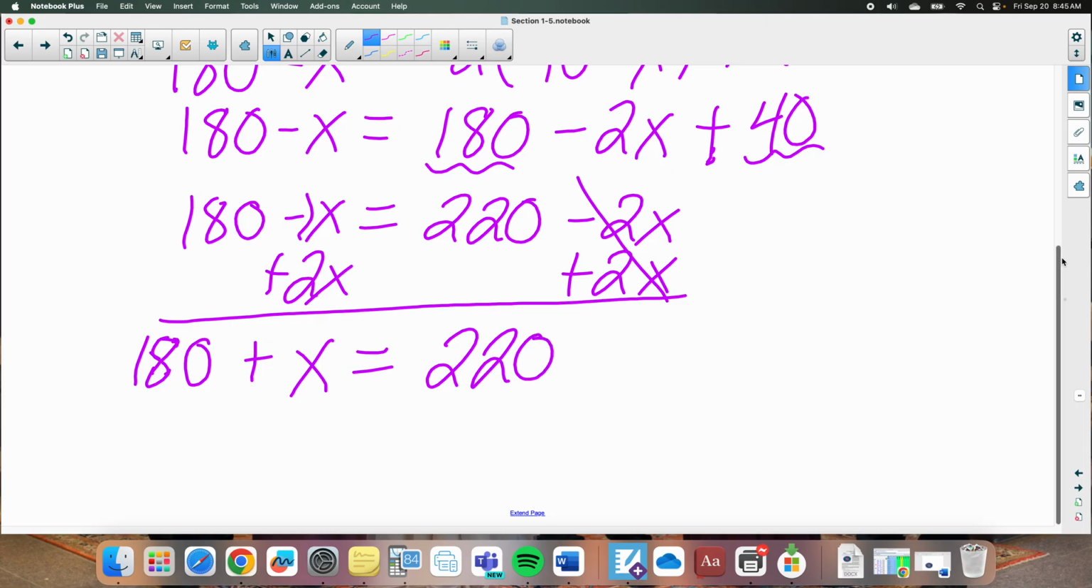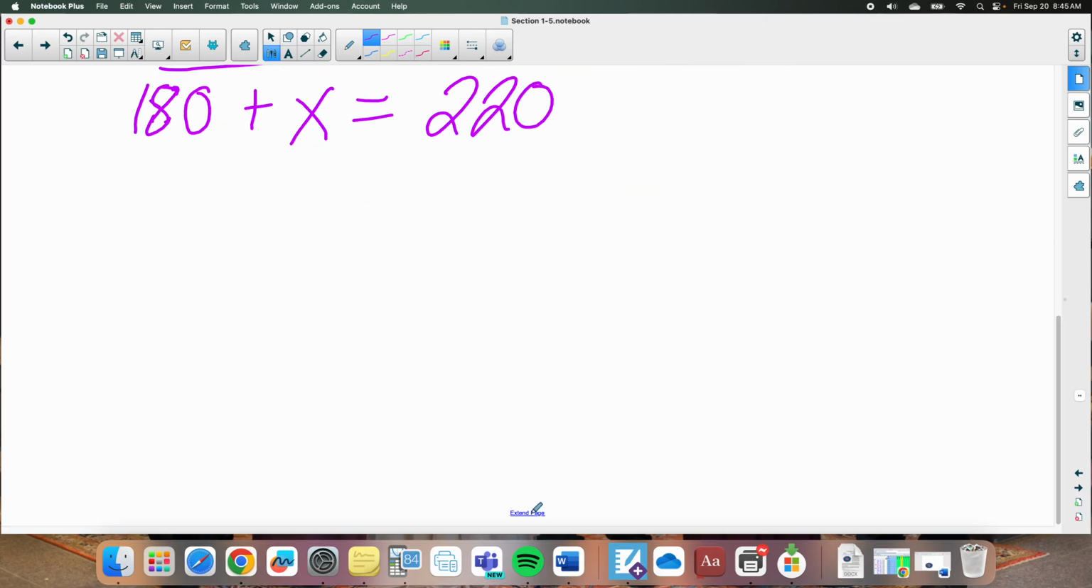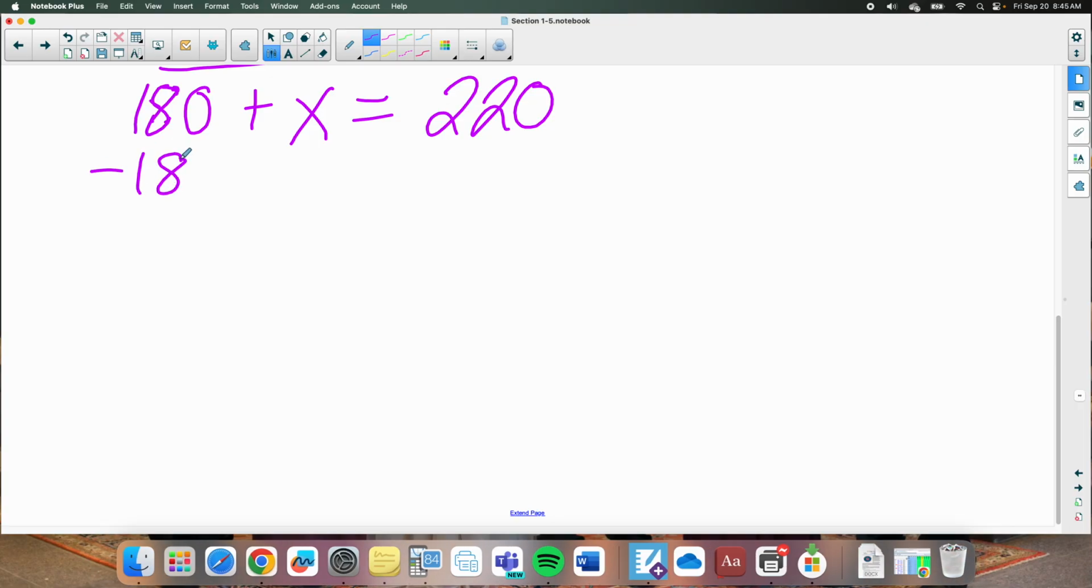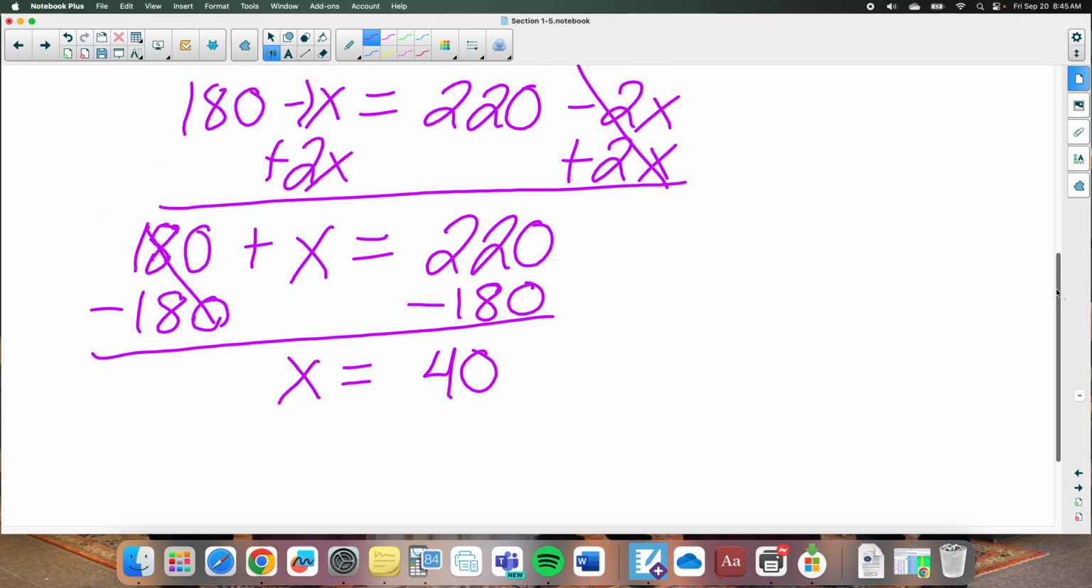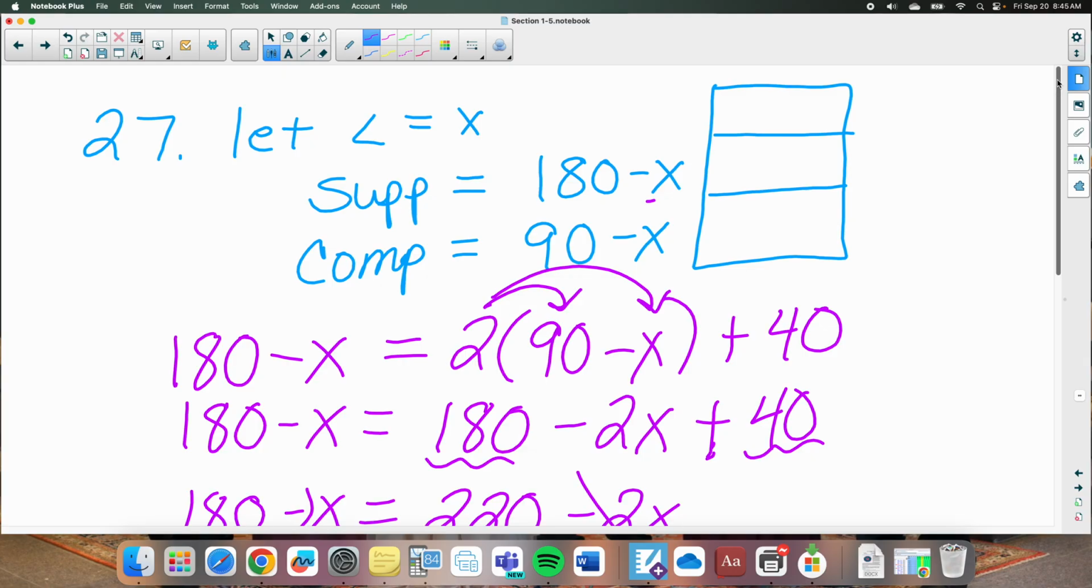So if this is part of your assignment, everybody should be copying this down. Now what we're gonna do is just solve for X, so I'm gonna subtract 180. And X is 40. Okay? Now if we go back up here, we just found X to be 40. What's my supplement then? 180 minus 40 is 140, and 90 minus 40 is 50.